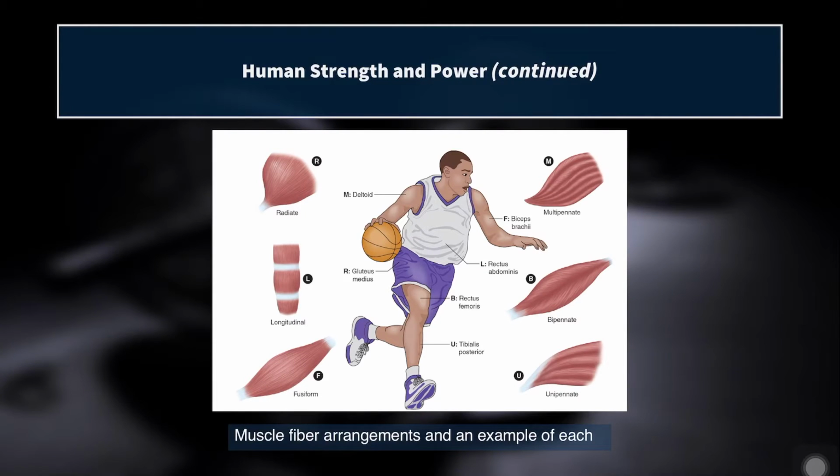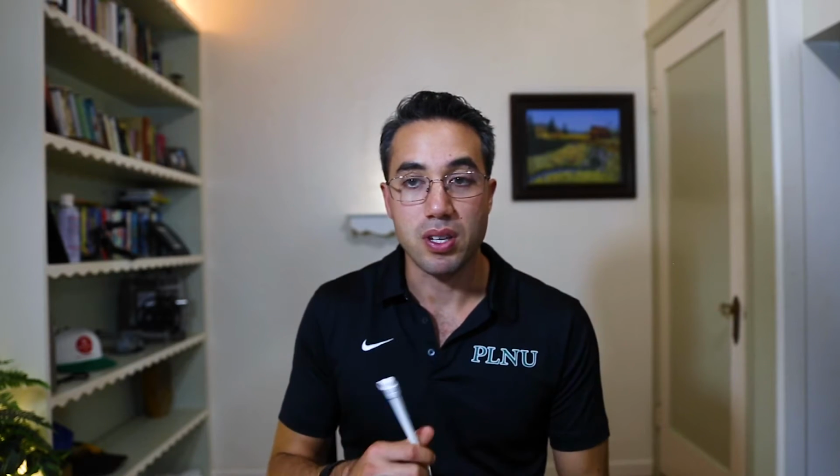Okay, so here are some different types of arrangements. We have radiate muscles, which are found in your gluteus medius. These are just some examples. Multipennate muscles, which are found in your deltoids. We have bipennate muscles, like those found in your rectus femoris. Unipennate muscles, which can be found in tibialis posterior. Fusiform, which are found in your biceps brachii. And then longitudinal muscles, similar to those in your rectus abdominis. And each of these different arrangements of the muscle fibers allows for unique contractile characteristics of those muscles.